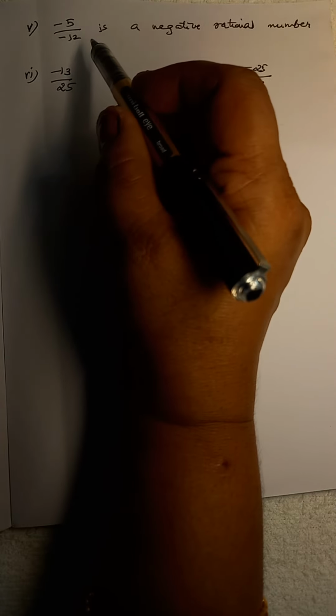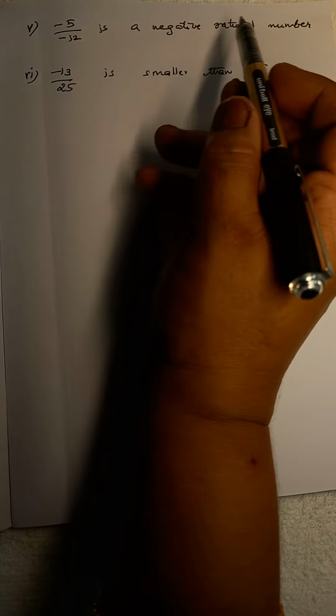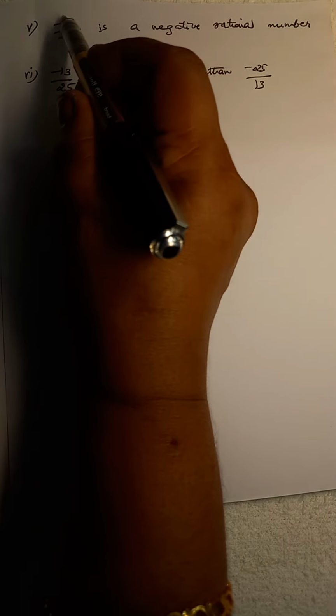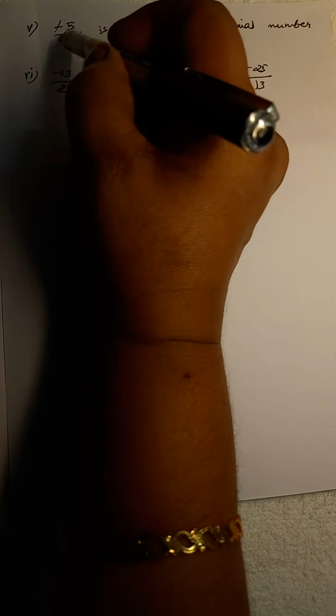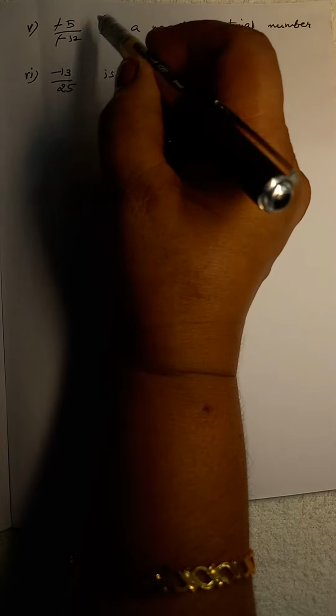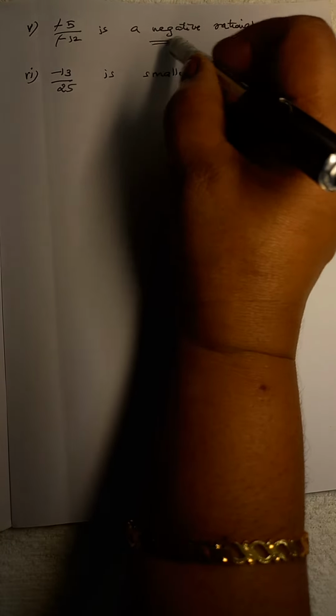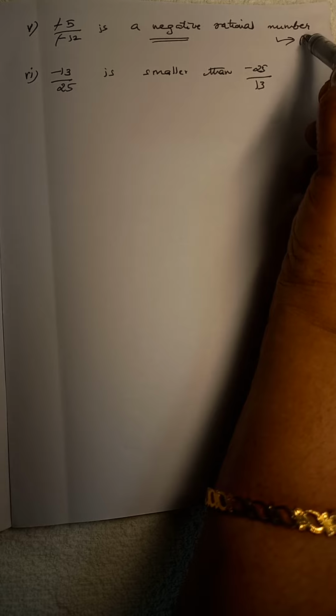Next, fifth question: minus 5 by minus 12 is a negative rational number. Here we know this minus and minus can be cancelled. So what is remaining? 5 by 12. This is a positive rational number. So this statement is false.